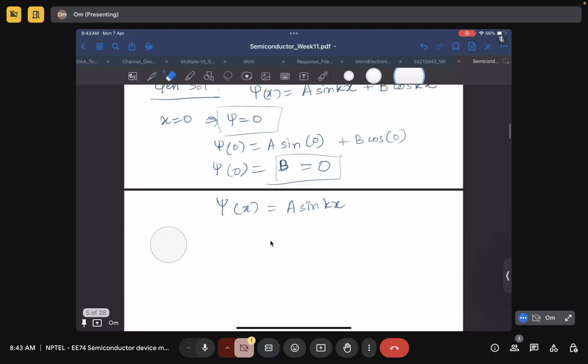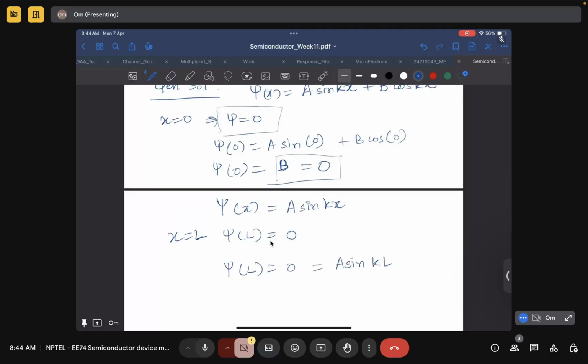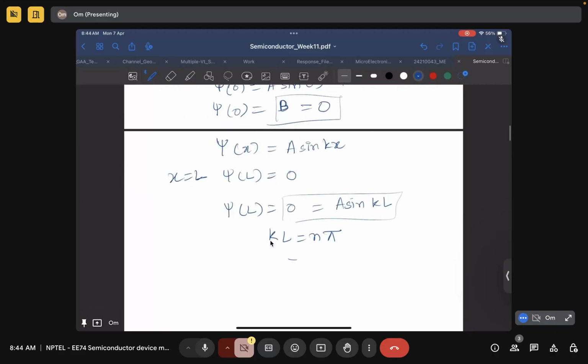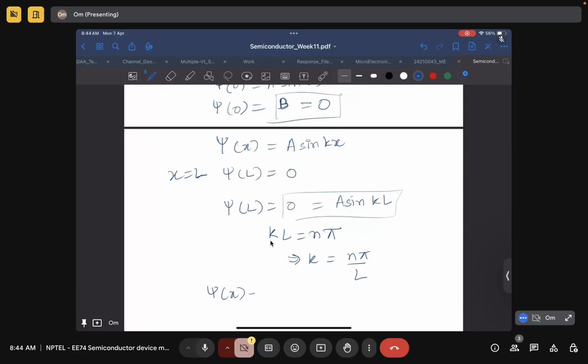Now the second boundary condition at x equals to L, psi of L is 0 again. Psi of L equals to 0 equals to A sin kL. So for this condition, this means kL equals to n pi, k equals to n pi by L. So we derived this, right? Psi x equals to A sin kx. I just put L here and here.